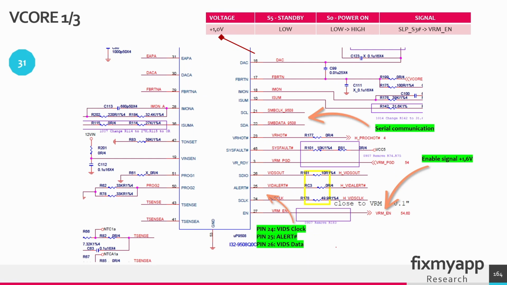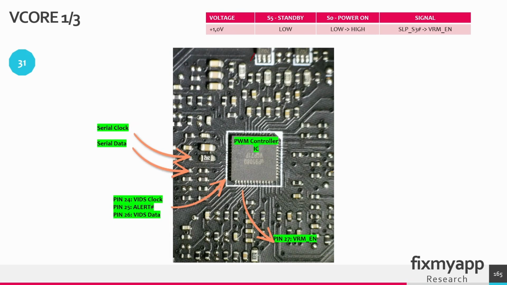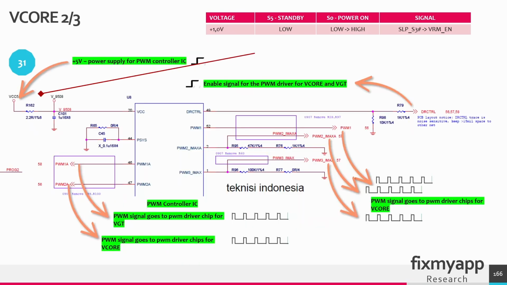In the standby state, this voltage is not present, and in the power on state, it has to be generated up to 1.0 volts. This PWM controller will start generating the VCORE when this enable signal is present. This is the PWM controller, and at these 2 resistors, the serial communication goes into the chip. When the VRM enable signal is high, this PWM controller will be turned on. The PWM controller also needs a power supply of 5 volt to operate. When the enable signal is present, it will start generating PWM signals.